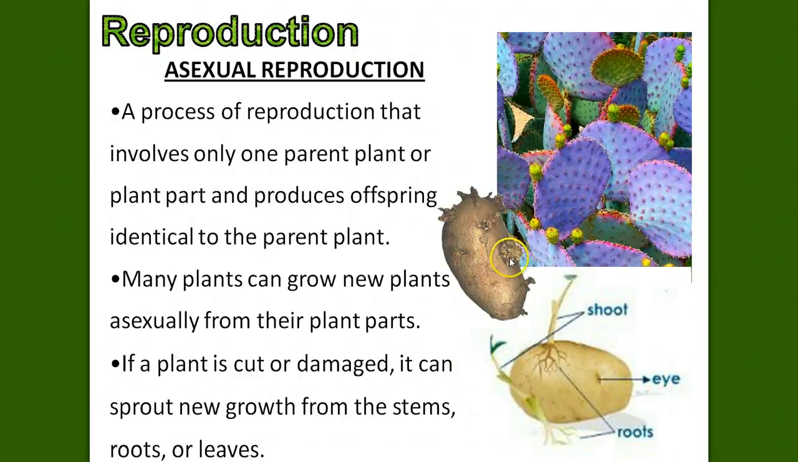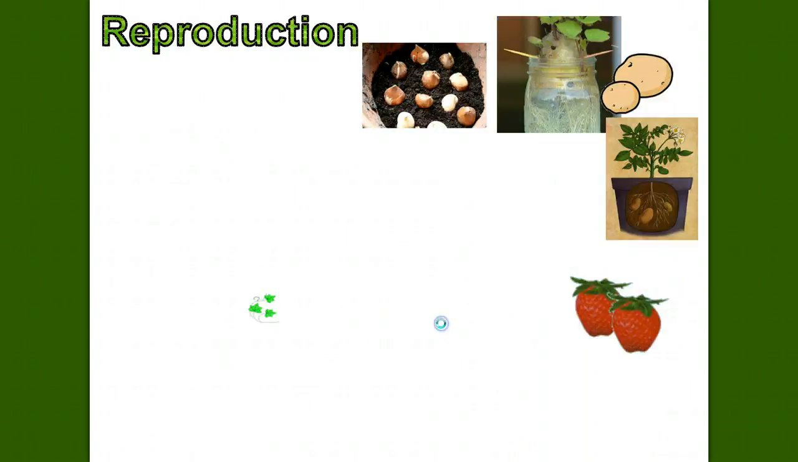So if we cut a little section out of this, it could grow a new plant. So I could cut this out and grow it. And remember these little buds. So these are asexual reproduction, when plants can grow new plants asexually from their plant parts.